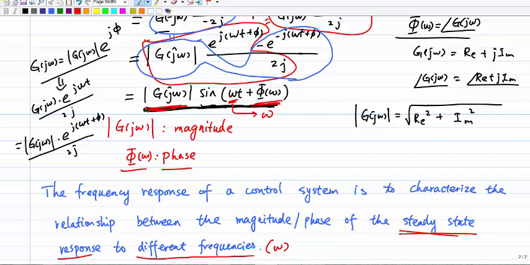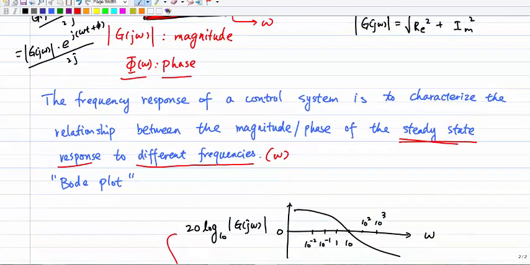So for different W, how can we tell? Can we tell how this G(jW) magnitude and the phase will change at a different W? So that's what the frequency response of a control system is about.